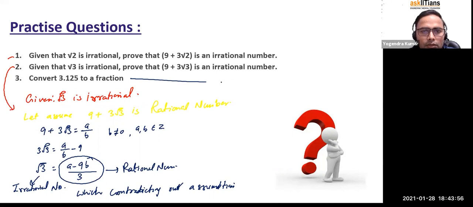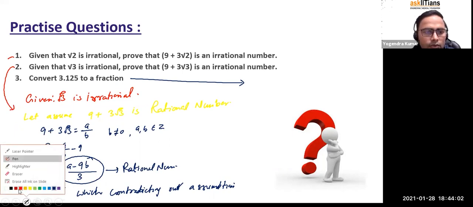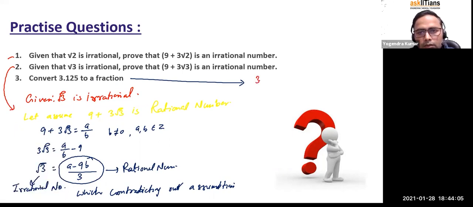Now let's do this question. They're saying convert this to a fraction. Now I think you know, we have 3.125 divided by 1. So we need to multiply 3.125 up and down by how much? 1000. Why 1000? Because 3 digits are there. So we can write it as 3125 divided by 1000.